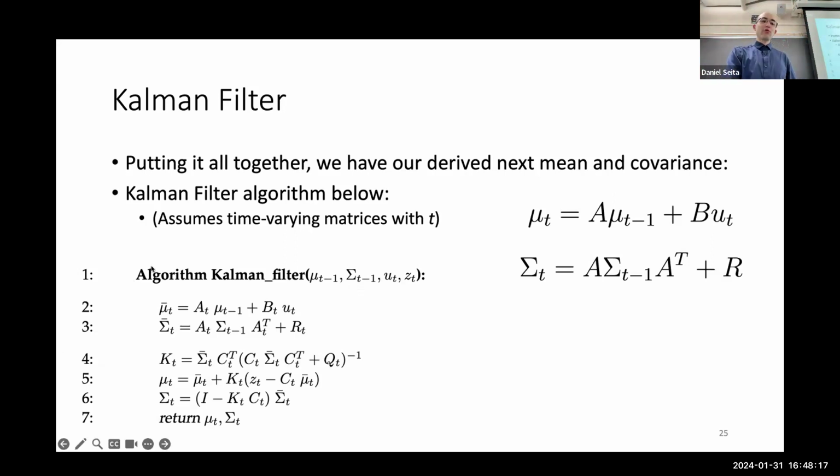So that's why this algorithm, the whole point is to take in your prior belief and then you return your updated belief. So instead of BEL, we just have these two terms.